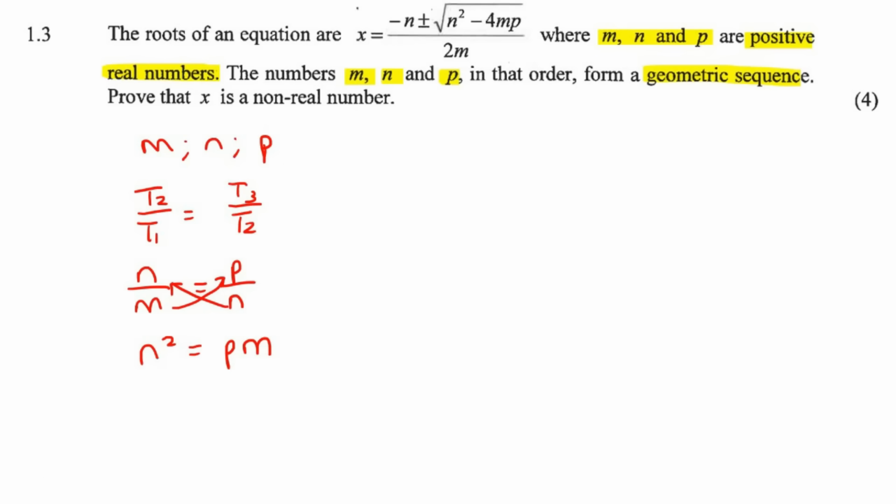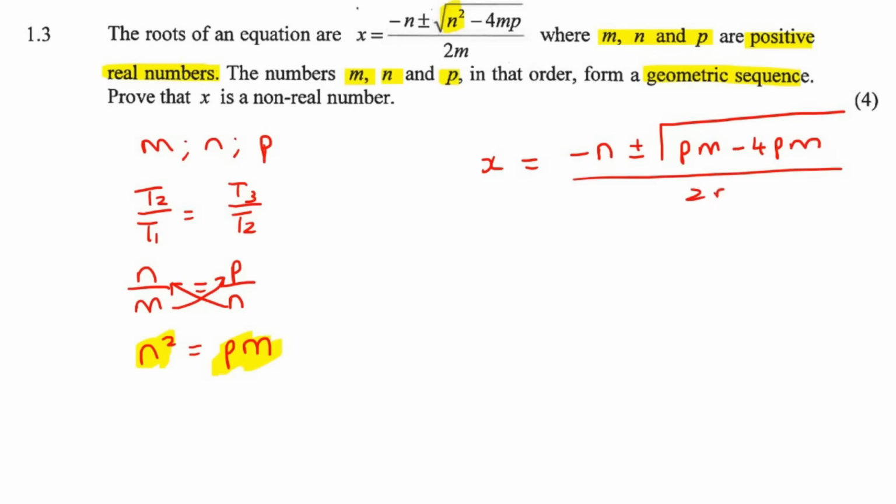So just to make sure you guys understand what we're about to do, let's choose a different color here. I'm going to replace this n squared with pm, because it's also equal to n squared. And so that's going to say that x is equal to minus n plus minus the square root of, now we're going to replace that with pm minus 4pm, over 2m. Now, if you had to simplify inside that square root, it's 1pm minus 4pm, so that's minus 3pm.